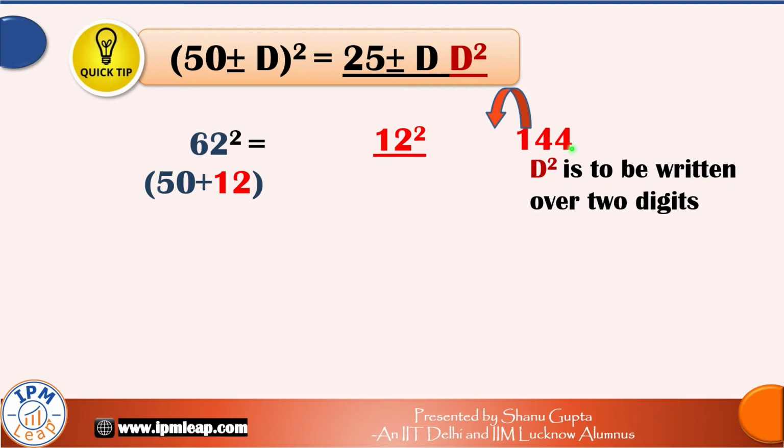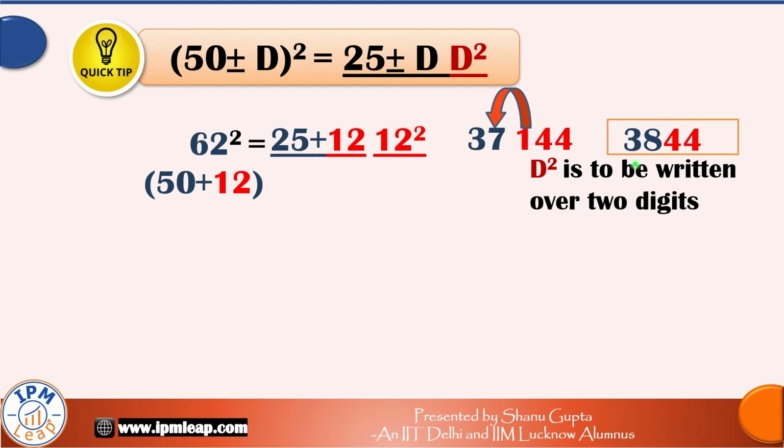Not to worry, we will keep the last 2 digits of 144 and this hundredth digit, 1, we will carry over and add to the left part of our answer. The left part of our answer is 25 plus 12, that is 37. Add to this the carry digit 1 and left part becomes 38. So our answer is 3844.